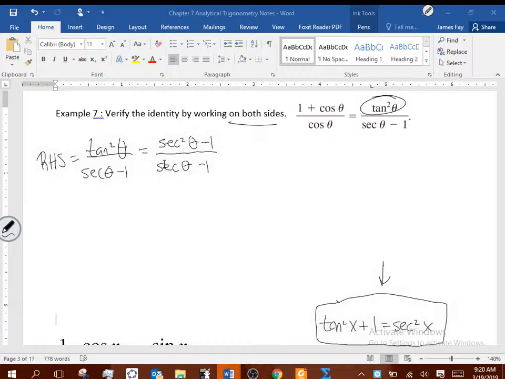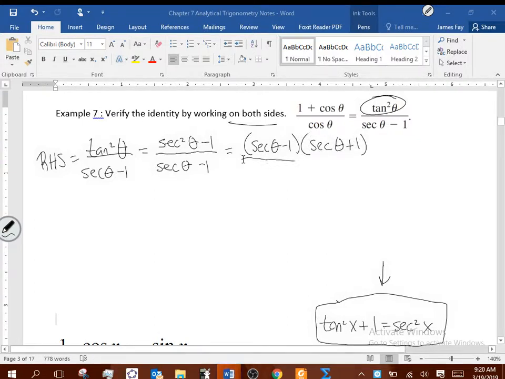So that's why I think making that substitution initially is important, because now I can rewrite the numerator as secant theta minus 1 times secant theta plus 1, all over secant theta minus 1. Does that make sense? Are those going to wipe out now?